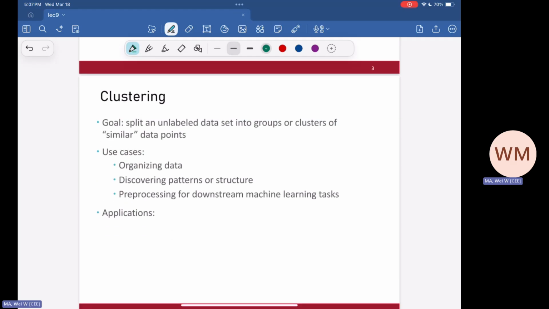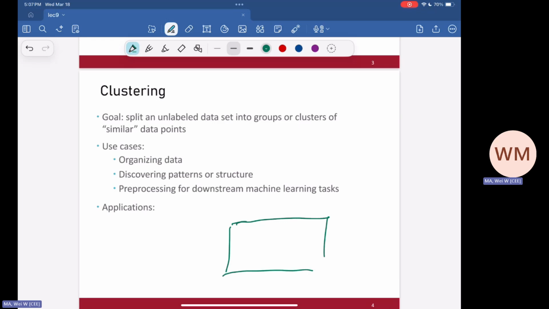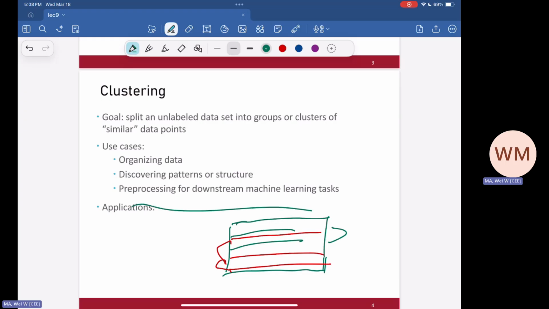For clustering, basically you're given a data matrix. What we want to do is find the closest data and group them together. Essentially, clustering is trying to split the data into groups, or we call them clusters, and within each cluster the data are similar. This is useful for organizing the data and for discovering patterns in the data, and it is also useful for pre-processing. You can cluster the data, then you know the pattern, and you can find the representative data from each of the clusters.